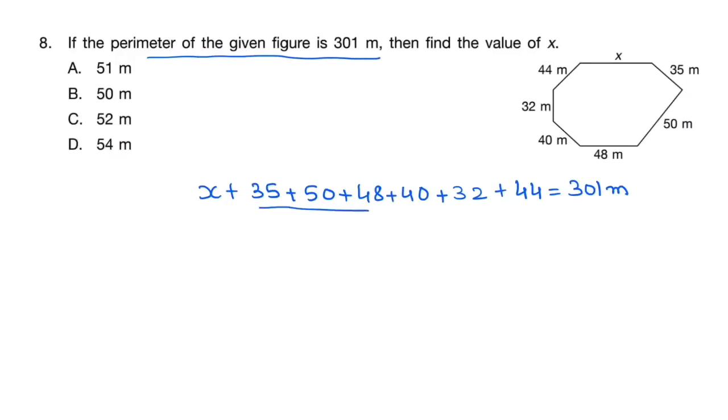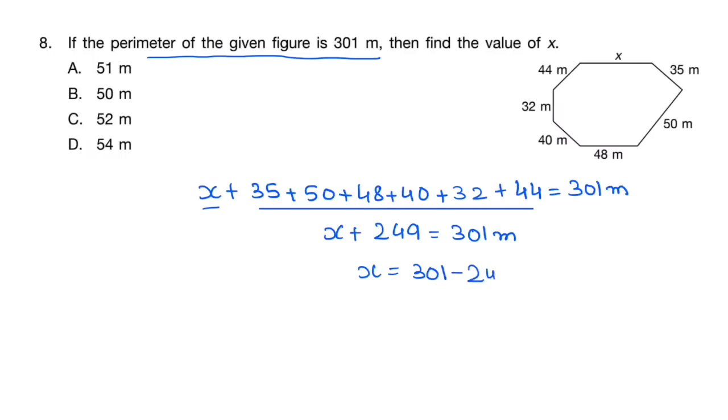Now we will add all these numbers except x. So it will be x plus 249 is equal to 301 meter. So x is equal to 301 meter minus 249 meter. 249 will go to the right hand side, and because there is a plus sign here, when it comes to the right side, it will become a minus sign. So 301 minus 249. So x is equal to 52. Correct answer is option C.